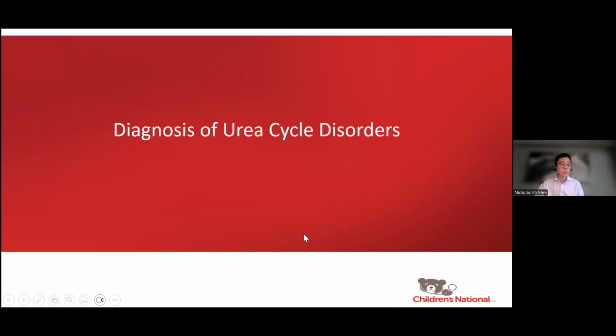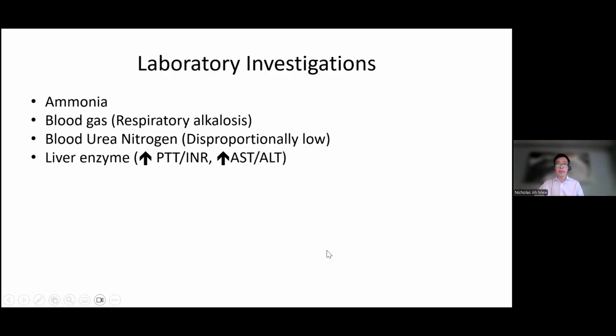So how do you diagnose urea cycle disorders? Again, in brief, I'm going to tier these in terms of laboratory tests that you'll get somewhat immediately versus a little bit later, right? So obviously you'll be getting an ammonia level that might be elevated, obviously a clue that your patient has a urea cycle disorder.